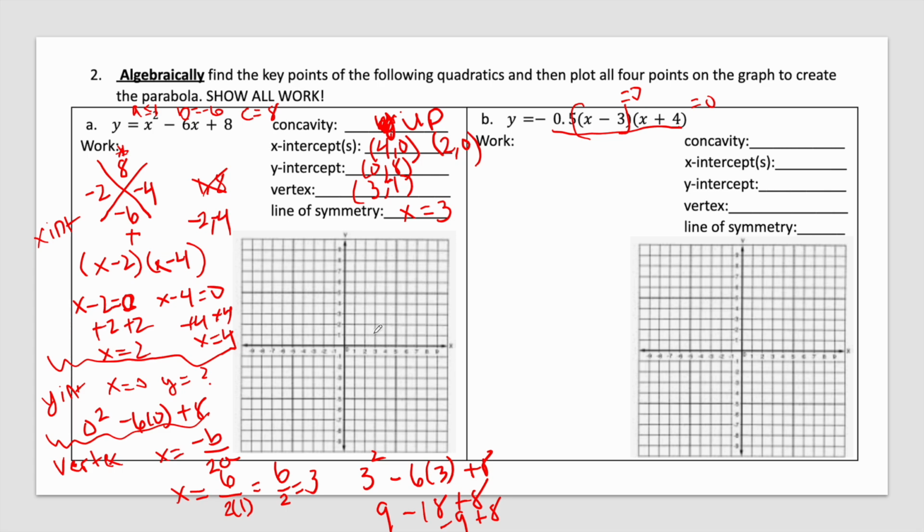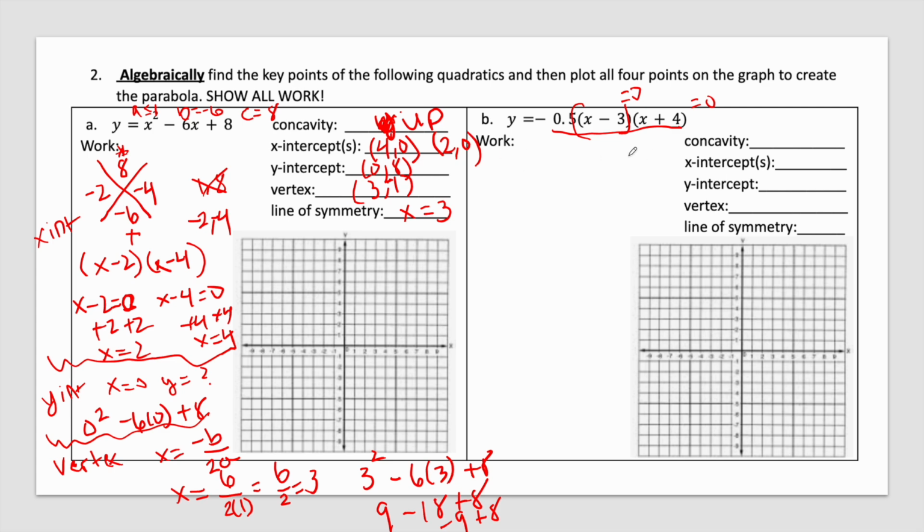I am not going to plot them on our graph because this pen is not very good when I'm plotting, so I'm just going to leave the graph blank. So try B on your own. Again, we already have it in factored form, so we don't even really need to do this portion right here. We just have to follow along with the y-intercept and then finding the vertex. So try that one on your own. See what you can come up with. Graph it. Pause the video.